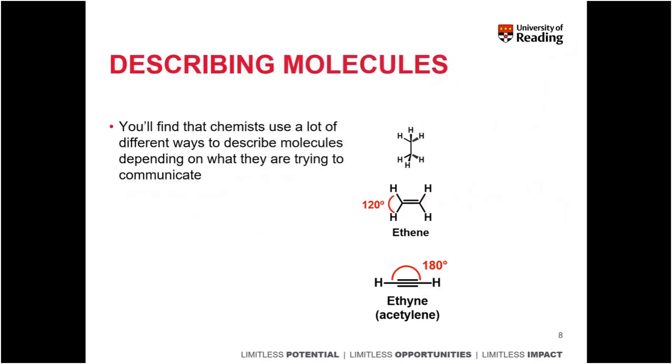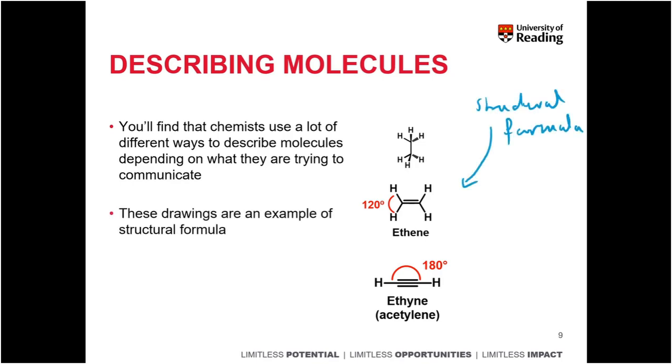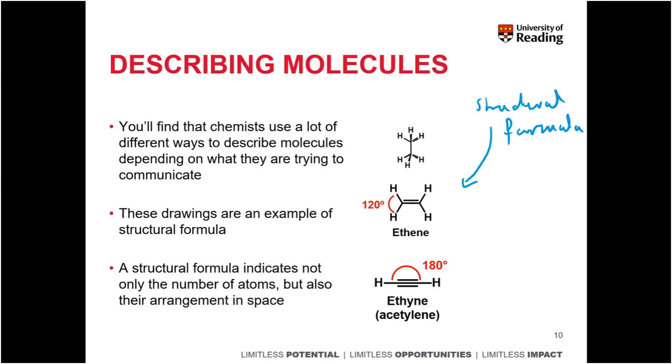Now you'll find that chemists use lots of different ways to describe molecules depending on what they're trying to communicate. Now these drawings are examples of structural formula. A structural formula indicates not only the number of atoms, but tells you a little bit about the connectivity of the atoms and sometimes their arrangement in space.